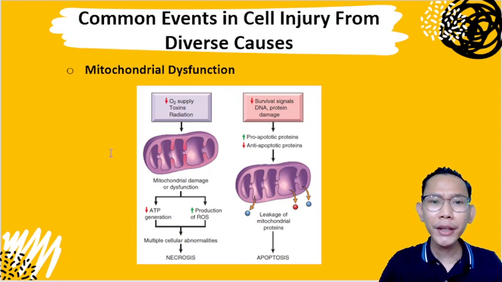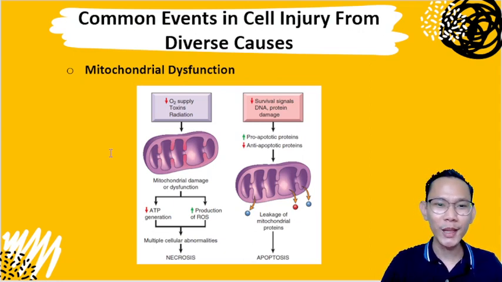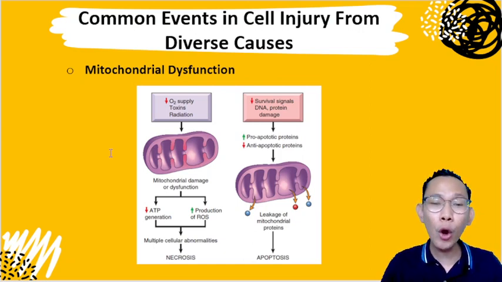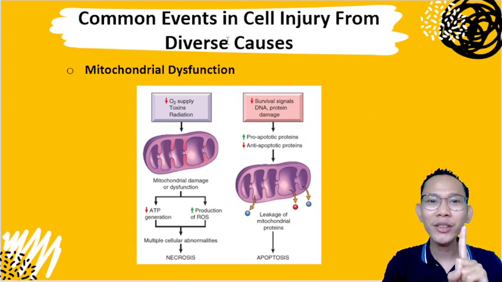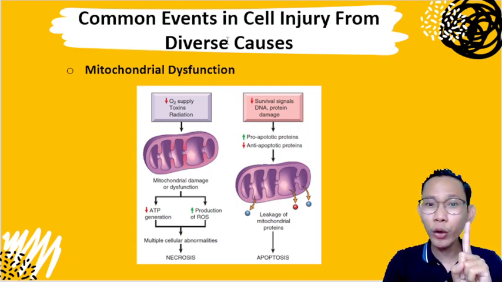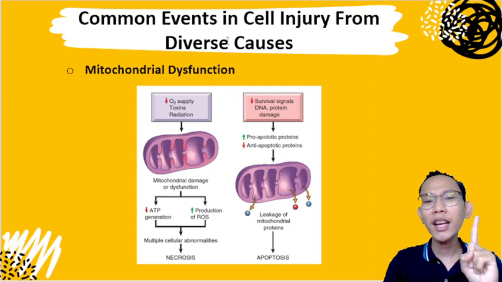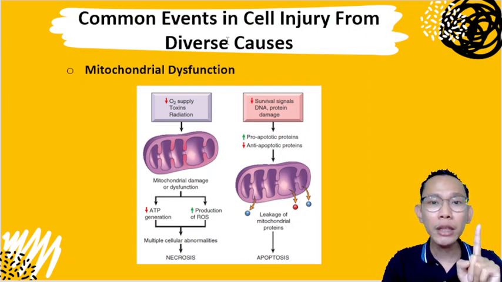Next, these are the common events in cellular injury from diverse causes. So ito na yung mga common events na nakikita natin pag diverse causes. Okay? Remember, maraming causes sa isang particular disease. It could be multiple causation. Diba? We discussed about the etiology kanina. We said that a lot of diseases will have a multiple causation. Ito yung diverse causes. So these are the common events in cellular injury.